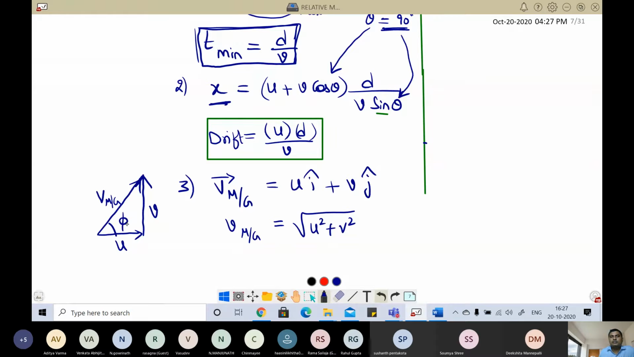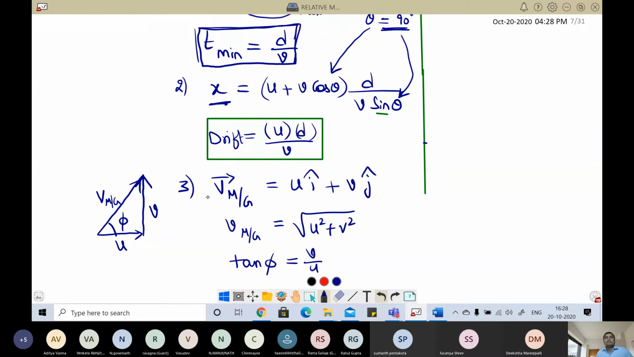And what is the angle made? This angle is not theta. This angle is phi. Theta is different. Theta is the angle made by the man's effort with the river flow. This is the velocity of man with respect to ground. So therefore, tan phi is directly equal to v by u.